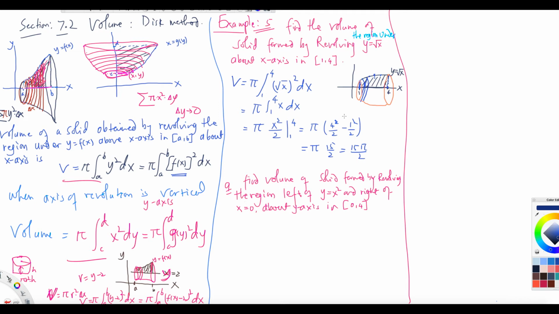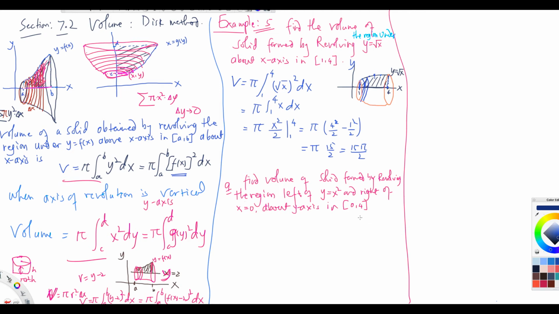Okay, so this was the example where the region under the curve is revolved about the x-axis. So let us take another example. This example is similar to example number 9 from your book. So example number 9 is given as y equals x square. It says find the volume of the solid formed by revolving the region left of y equals x square.